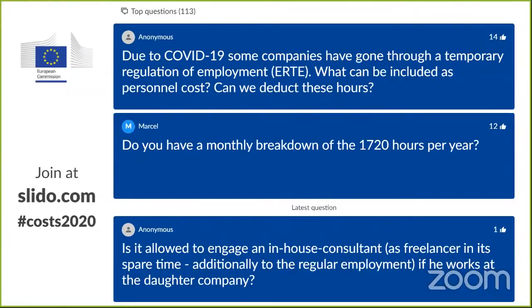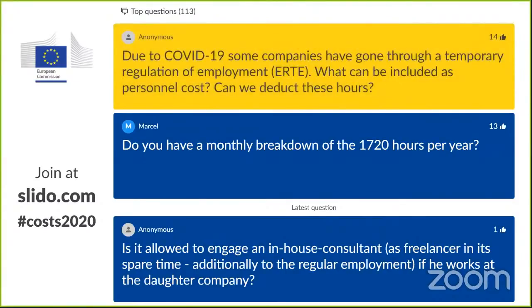Next question. Due to COVID-19, some companies have gone through a temporary regulation of employment, ERTE. Not sure in which country this is. What can be included as it's Spain, very good. What can be included as personnel costs? Can we deduct these hours? David, yeah, but the question is rather large, and this is one of these questions in which, with your permission, Peter, we are not going to reply live because there is a written reply to the Spanish national contact points. So for the person who asked it, please contact your national contact points.